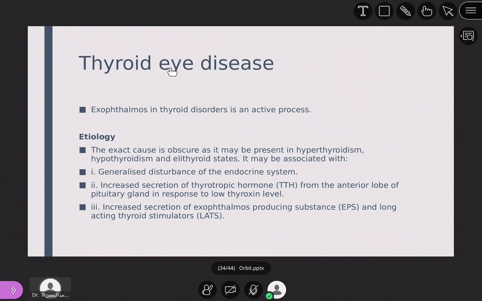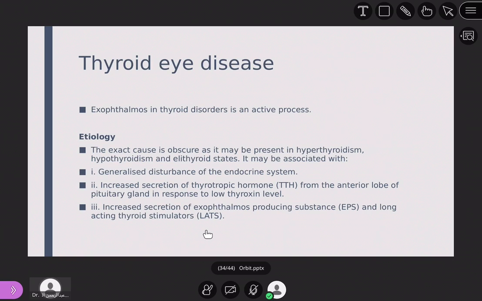Thyroid eye disease is a very important topic. Exophthalmos in thyroid disease is an active process. The exact cause is obscure, as it may be present in hyper, hypo, and euthyroid states. It may be associated with generalized disturbance of the endocrine system, increased secretion of thyrotropic hormone or thyroid stimulating hormone, TSH, from the anterior lobe of the pituitary gland in response to low thyroxine level.